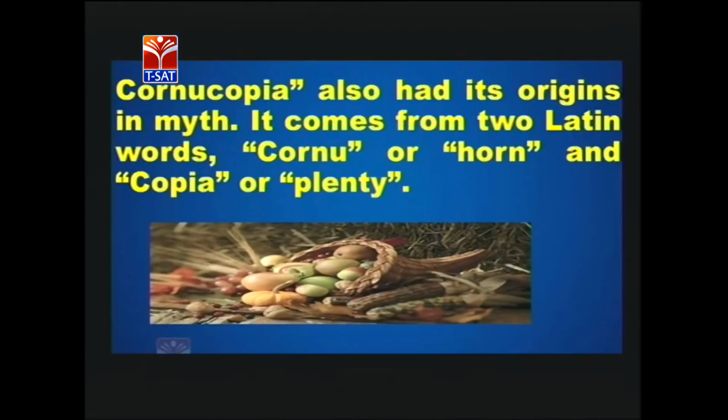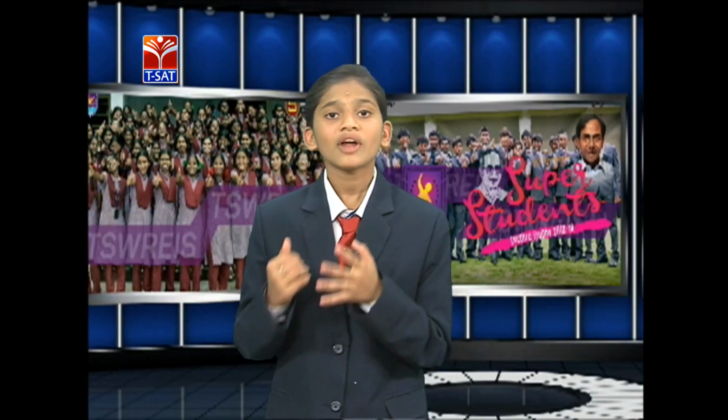Let's watch this picture. It's cornucopia. Cornucopia also has its origins in Latin. It comes from two Latin words, cornu and copia. Cornu means horn, copia means plenty. So, the meaning of cornucopia is the symbol of plenty, consisting of flowers and fruits, etc. They are overflowing.